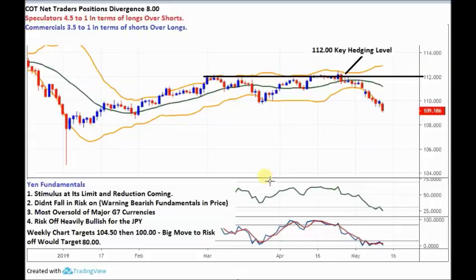So basically, that was a warning that the yen would turn. Also, it's the most oversold major G7 currency. Risk off is heavily bullish for the JPY, and we've moved from risk on. We've got a little bit of risk off now. I think that's going to accelerate. So for us, obviously I see a lot more downside potential.